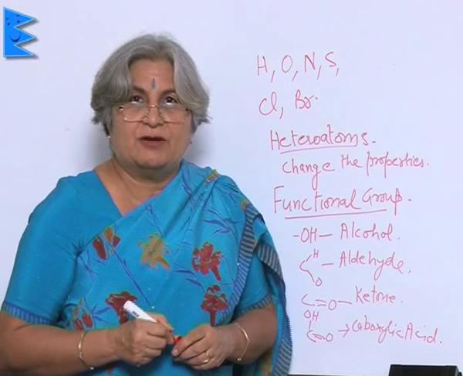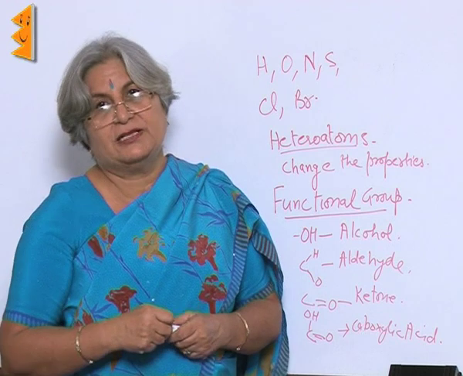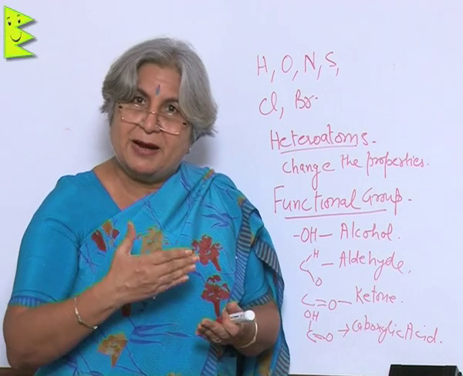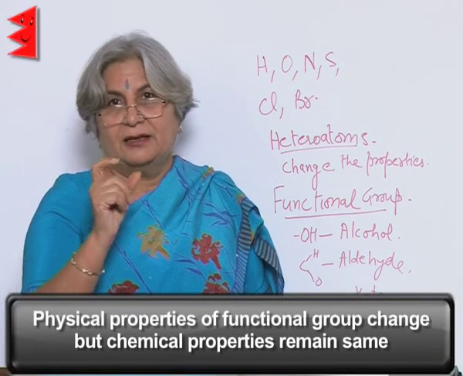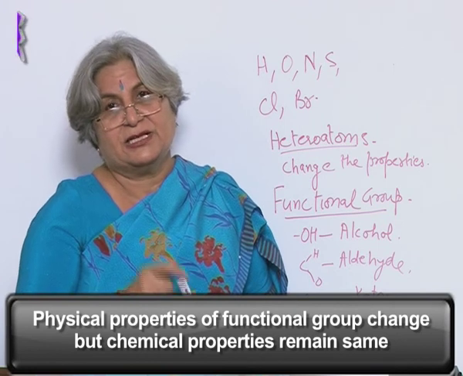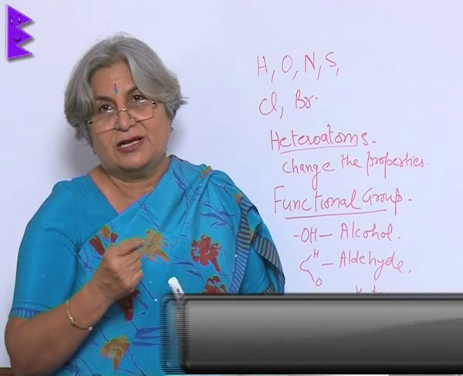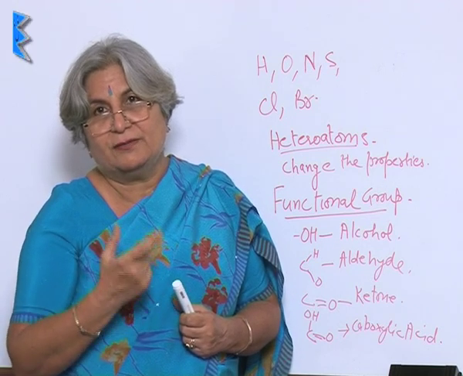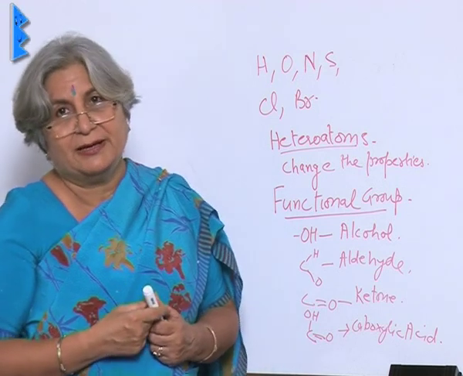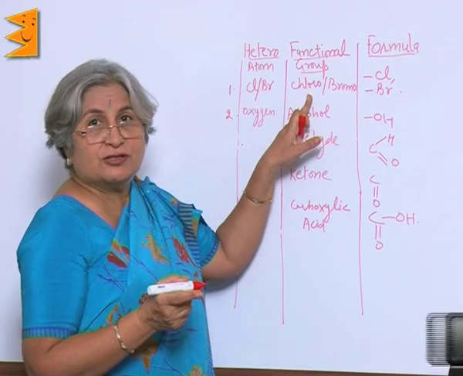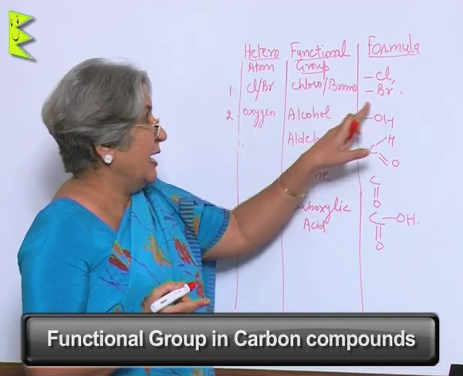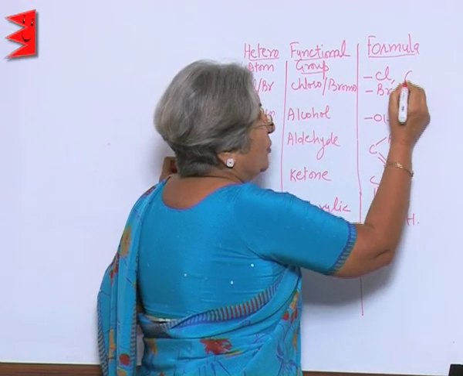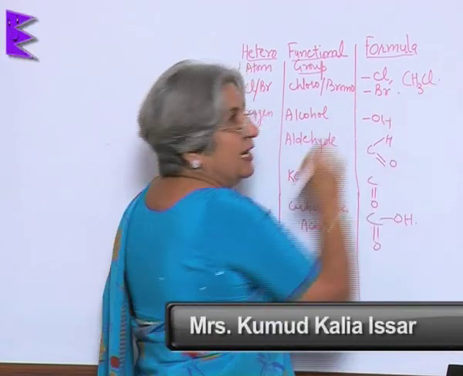So all those compounds which have the same functional group, their properties will also be the same. The number of carbon and hydrogen atoms changes, so the mass also changes, but only physical properties change, chemical properties remain the same. For example, the properties of methyl alcohol and ethyl alcohol or propyl alcohol will be the same, but their physical properties will be different. The functional group will be chloro or bromo, and in the formula we will have Cl or Br. For example, chloromethane is CH3Cl.